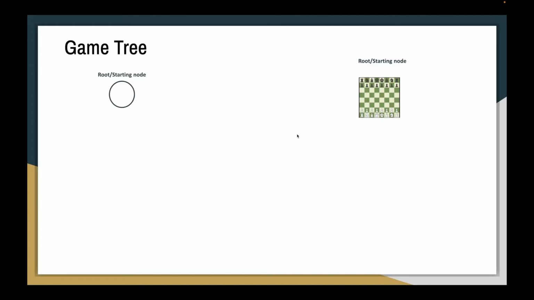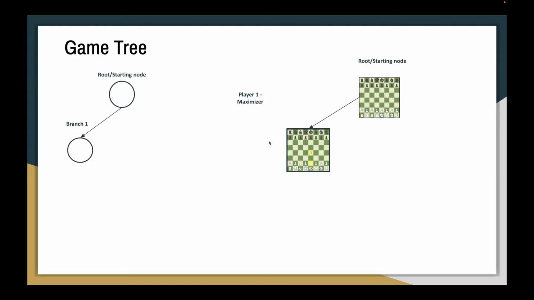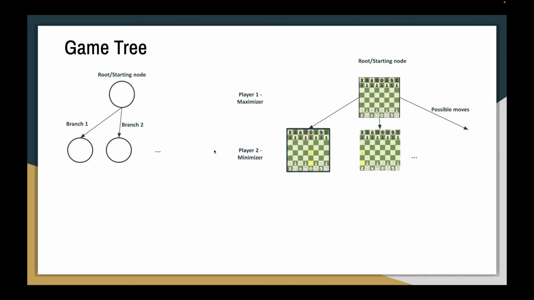Now, after your first move, let us say you decide to move the pawn forward. That creates a new point on the tree, just like a branch growing out from the trunk. From this new position, your opponent, player 2, gets to make their own move. Just like that, there are many possible moves branching out from the starting position, and each move represents a new branch of the tree.